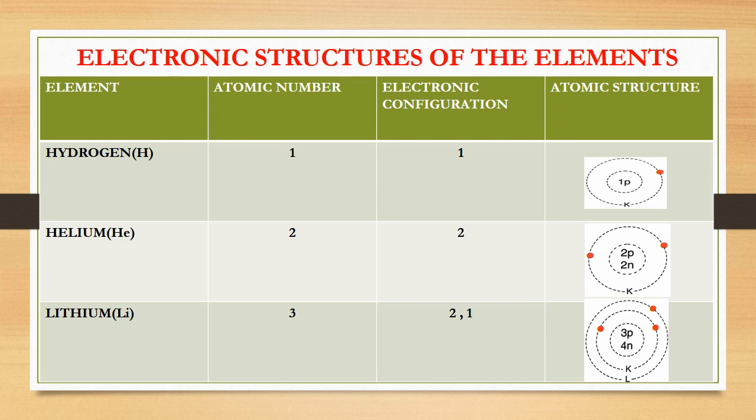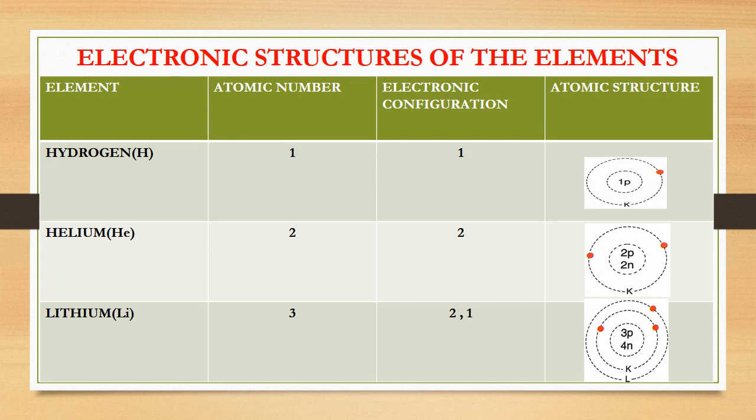It has to be hydrogen. Its symbol is H and atomic number is 1. So the electronic configuration can be written as 1, isn't it? So that 1 electron is present in which cell? It has to be K cell.